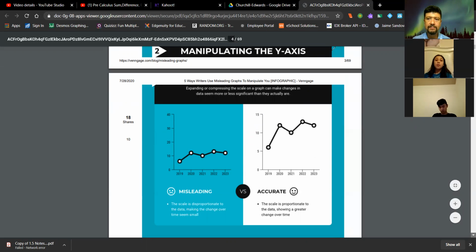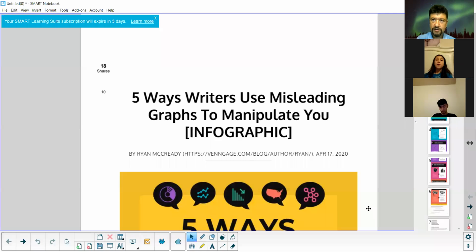Manipulating the y-axis. Yes. Manipulating the. Expanding or wait. Well, actually, Celeste, let me do this. Let me switch over to the smart file because I think on there it's going to be easier for me to write. So let me open that one up. There you go. So it's all the same stuff, but just easier for me to work with.